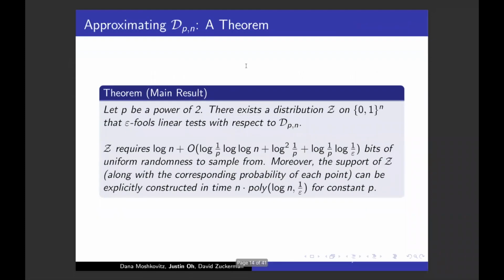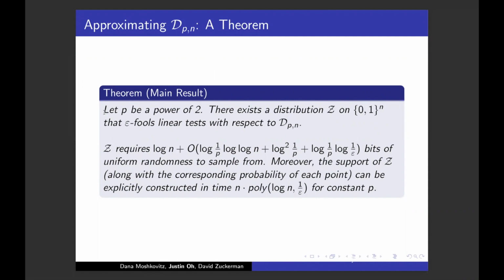So this is the main theorem of our work. It states that if you have p a power of 2, say something like 1/4 or 1/8 or 1/16 or what have you, then there exists a distribution z on 0, 1 to the n that epsilon fools linear tests with respect to d sub p comma n.